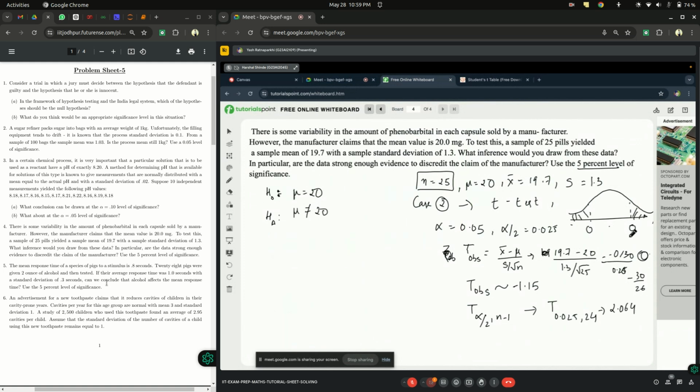So I got my point as 2.064. So what is this point? It is positive 2.064. It is negative 2.064. Now where will my point minus 1.5 be lying? Tell me. Left, right, or middle? Middle. Accept. So I'll say my hypothesis, see guys, what I'll write: my null hypothesis is not rejected.